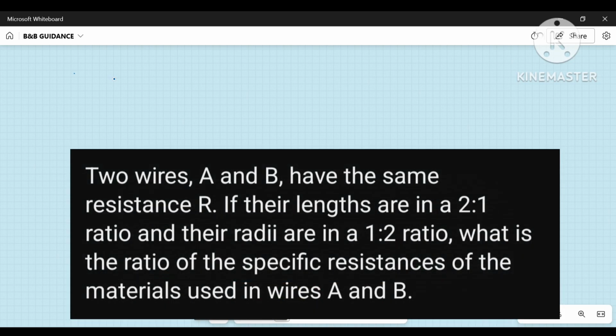Ratio of lengths of the wires is given as 2:1. That means length of wire A divided by length of wire B is equal to 2/1. Ratio of radii of wires is given as 1:2. That means Ra by Rb is equal to 1/2. So we can find the resistance of wire A.